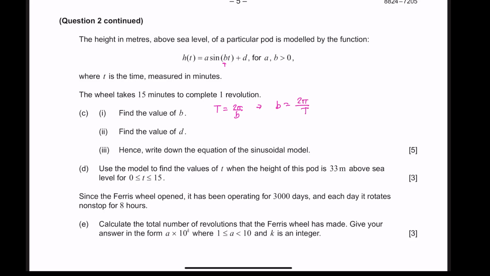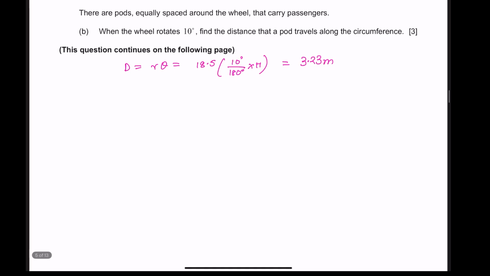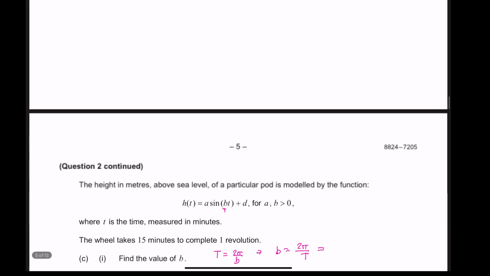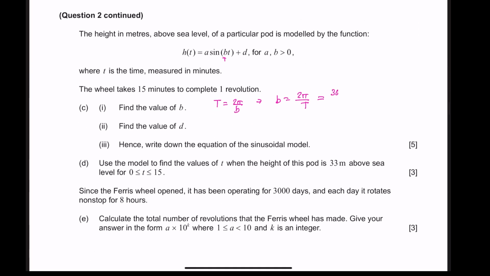Right. Now here, instead of 2 pi, we can also use angles. That is better for us, because in the previous problem too, we are using degrees instead of radians. Instead of 2 pi, I can use 360 divided by 15. So that will give me b equals 24. Right? So b is 24.